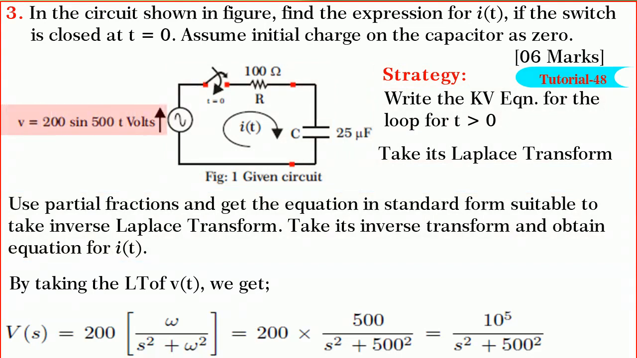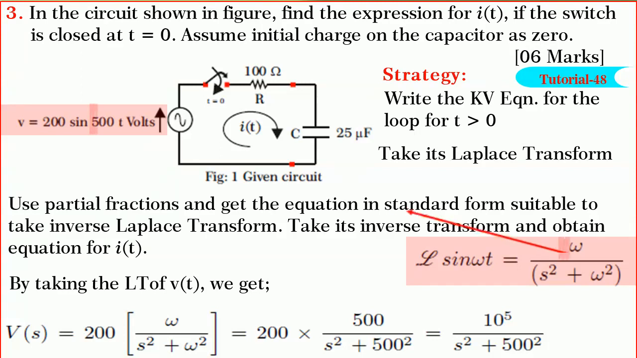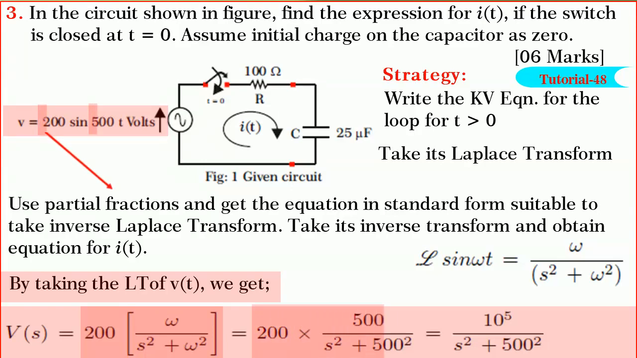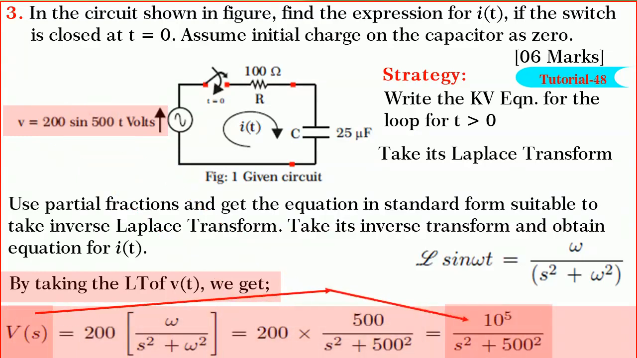Observe that in the given problem, the applied voltage v is equal to 200 sin 500 t, which is a sinusoidally varying function. We know that the Laplace transform of sin omega t is equal to omega divided by s square plus omega square. Here omega is equal to 500 radians per second. Therefore, the Laplace transform of the voltage function V of s is equal to 200 into omega divided by s square plus omega square. By substituting the value of omega is equal to 500, we get V of s is equal to 10 to the power of 5 divided by s square plus 500 square.